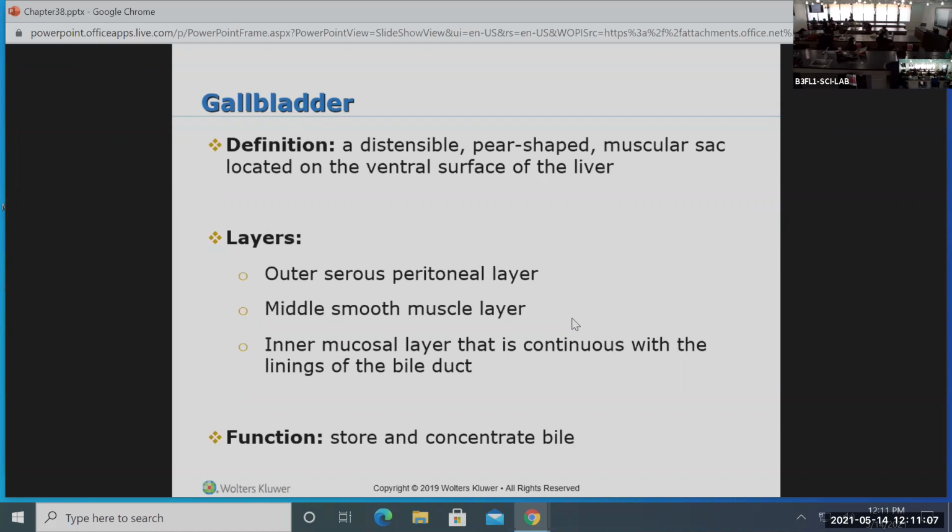This mucosal layer is continuous with the lining of the bile duct. First of all, we need to know this lining continues with the cystic duct and later on the common bile duct. The cystic duct is the duct which is coming out from the gallbladder. Cystic duct is the duct which connects the gallbladder, not the bile duct. Function: store and concentrate bile. Storage of bile, concentration of the bile.